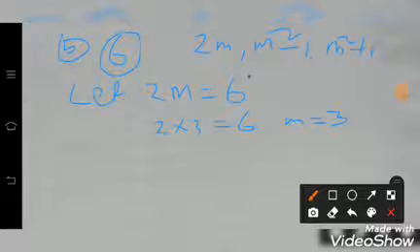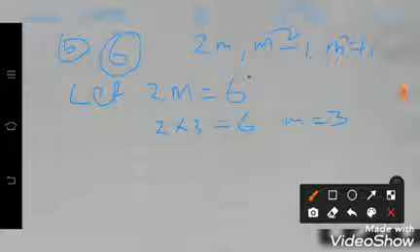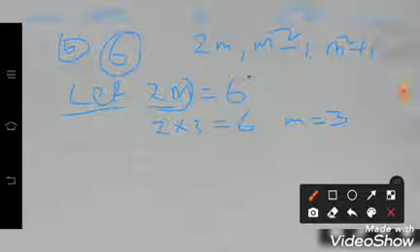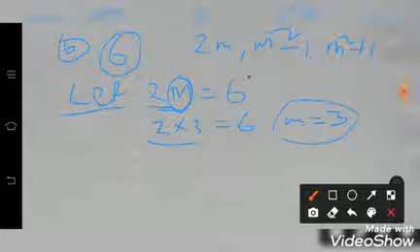Now let's see question part B, 6. The first number of the Pythagorean triplet is given as 6 here. So the same method we can apply. Let 2m equal 6. If 2m is equal to 6, then definitely m is equal to 3, because 2 3s are 6. So we got m is equal to 3.